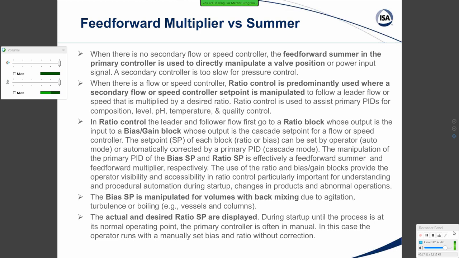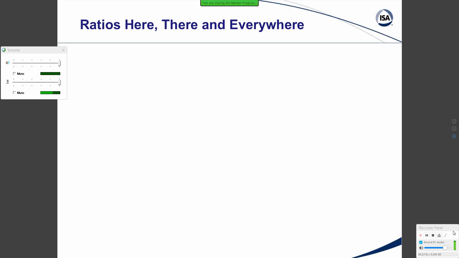The actual and desired ratio set point are displayed during startup until the process is at the normal operating point. The primary controller is often in manual. In this case, the operator runs with a manually set bias and ratio without correction, or as we mentioned before, there is state-based control or procedural automation to do this on a sequential, intelligent basis, and I think there are a lot of opportunities to make startups much faster and reduce the amount of waste and inefficiency during startup. So we have ratios here, there, and everywhere.